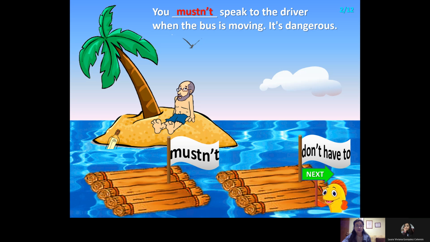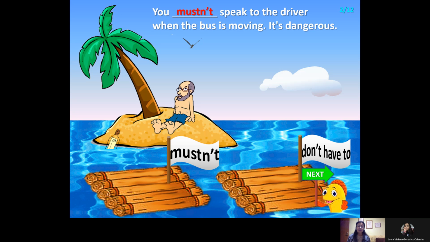Let's choose. No, no lo rescataste. The appropriate answer is you mustn't. You mustn't speak to the driver when the bus is moving. It's dangerous. Como dice ahí después, it's dangerous, significa que es una prohibición hablarle al conductor. So, you mustn't. Ahora sí se rescató.